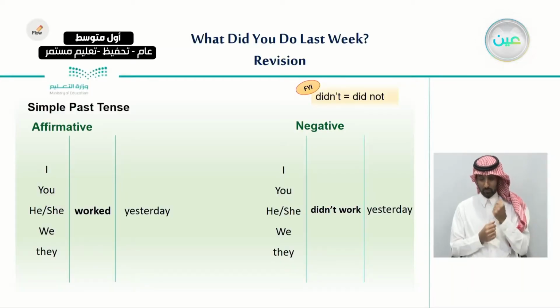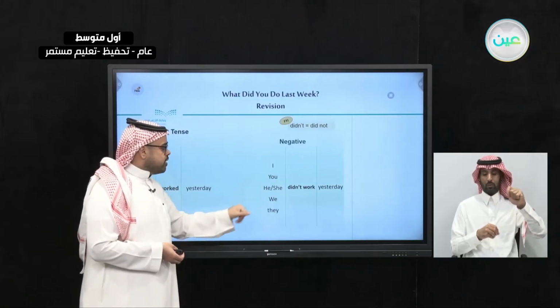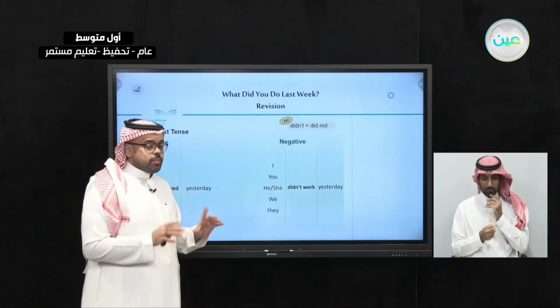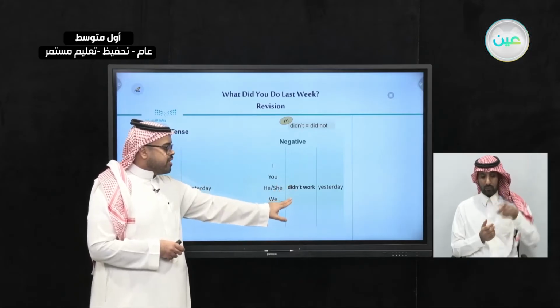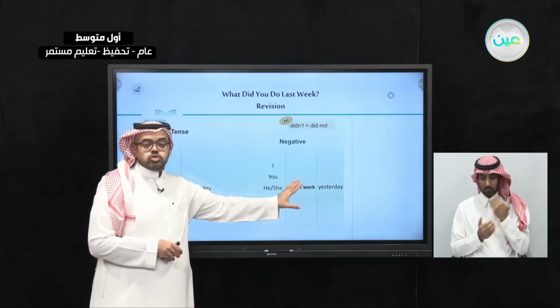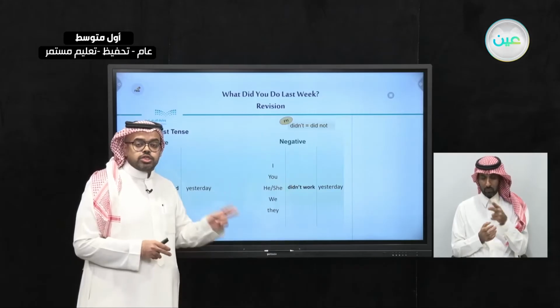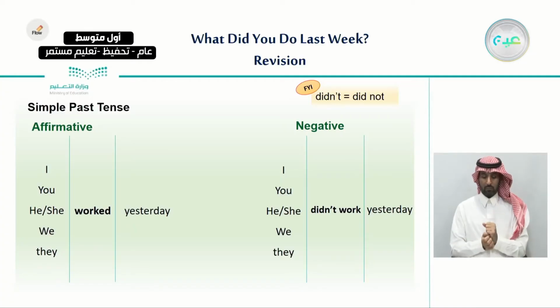Also, if we're talking about something that happened in the past, but using the negative form, we can add did not. So here, for example, we can say, I didn't work yesterday. And I said last time, you should pay attention that when we use did not or the auxiliary verb did in the past, the verb that comes after it should be used in its regular form. So you don't have to change it into the past as well. And also add a time expression like yesterday.